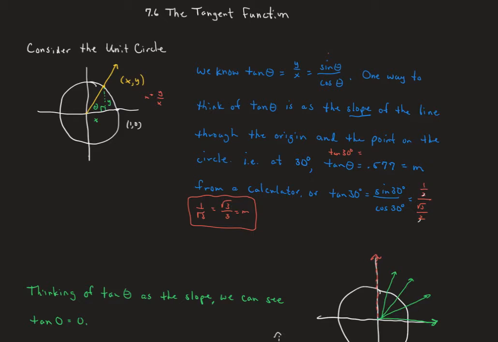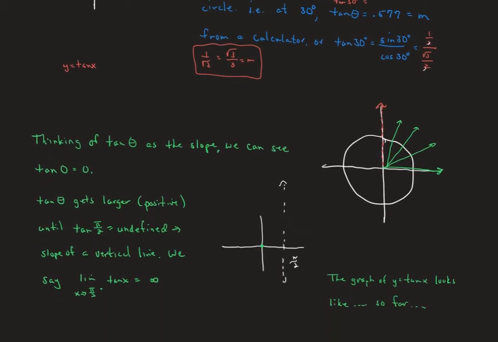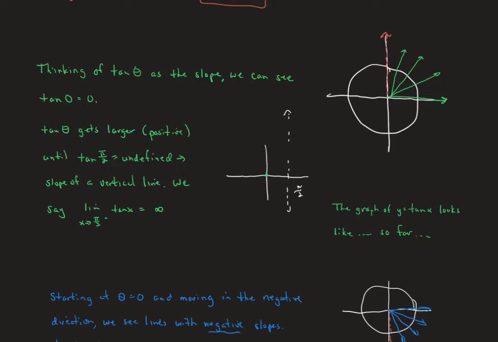So let's build on that a little bit because we want to talk about how we're going to graph y equals tangent x on an xy axis. So I'm going to slide this up if I can. So thinking of tangent of theta as the slope, we can see that the tangent of 0, as you come along this angle here, a horizontal line has a slope of 0, so that means that the tangent of theta is equal to 0.